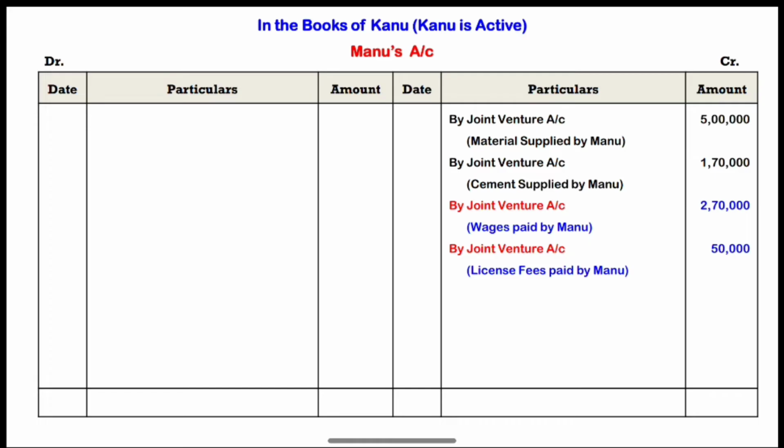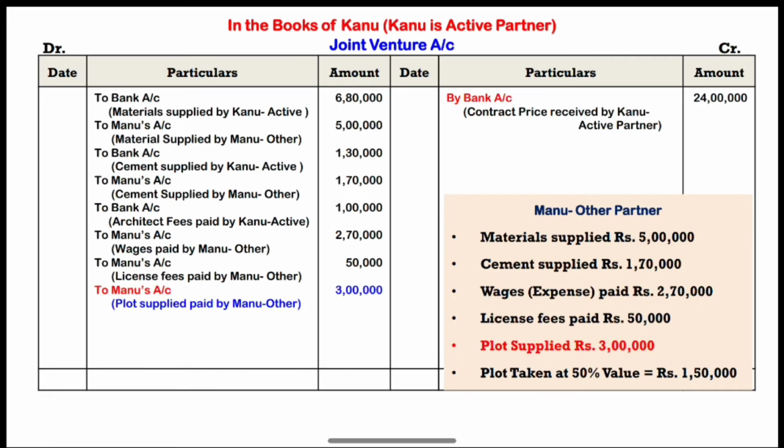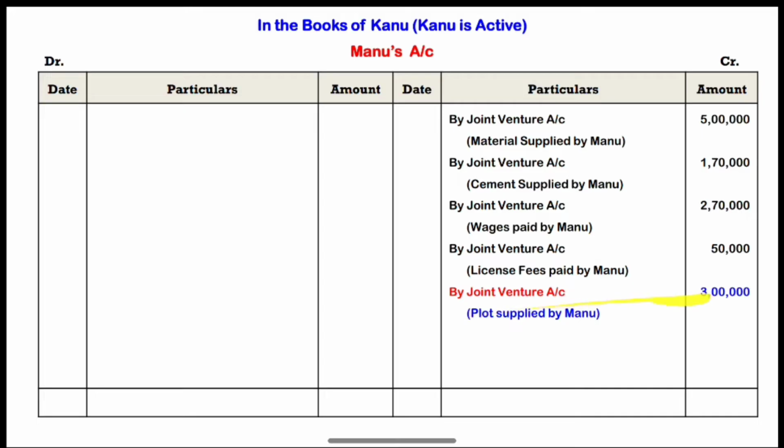Clear. Moving towards plot supplied, stock supplied by partner. પાર્ટનર જે છે બિઝનેસને માલ સામાન આપે છે એટલે બિઝનેસમાં માલ સામાન આવે છે. પ્લોટ. સો જોઈન્ટ વેન્ચર અકાઉન્ટ ડેબિટેડ ટુ પાર્ટનર્સ અકાઉન્ટ 3 lakh. જોઈન્ટ વેન્ચરમાં ડેબિટ સાઇડ, પાર્ટનર્સમાં ક્રેડિટ સાઇડ. બાય જોઈન્ટ વેન્ચર અકાઉન્ટ, પ્લોટ સપ્લાઇડ બાય other partner.